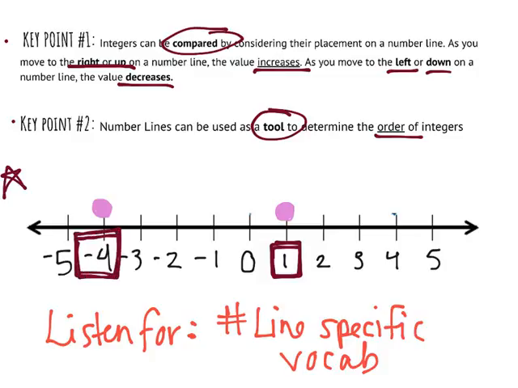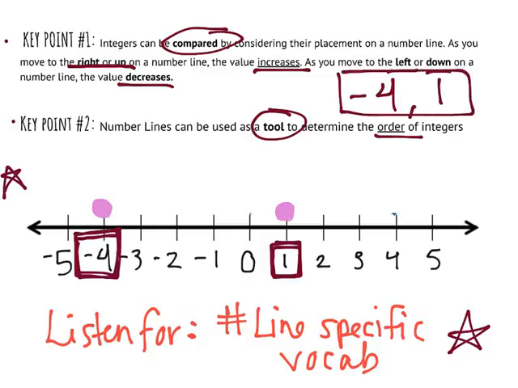Let's start by just putting these in order. I want to put them in order from least to greatest, okay? So if I put these in order from least to greatest, I have -4, and then I have 1. As I'm going through this example, I want you to be listening for number line specific vocab. What parts of a number line am I using to justify why I ordered these integers the way I did?